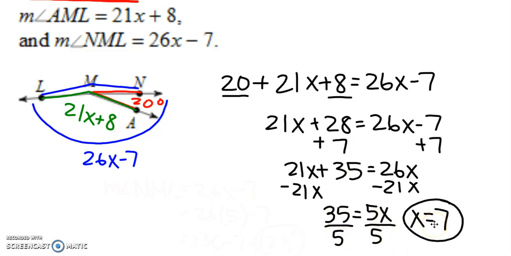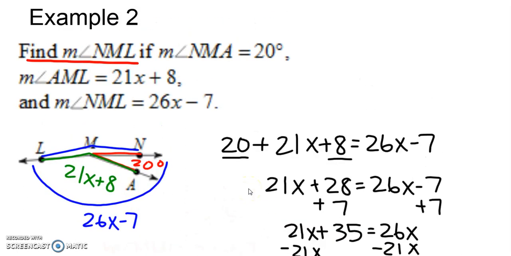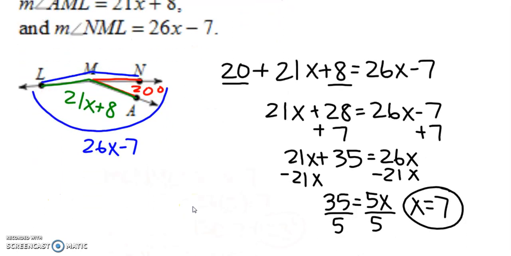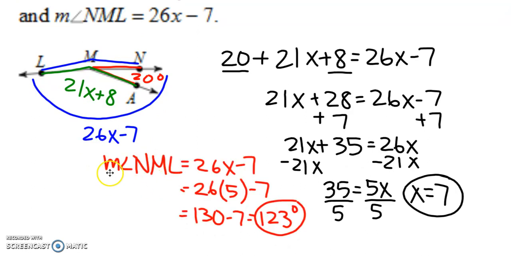So if we go back up to the problem, it says to find the measure of NML. Now, the measure of NML is right here. It's my 26x minus 7. So now that I know what x is, I can find the measure of NML. So I've done that right here. The measure of NML is 26x minus 7.